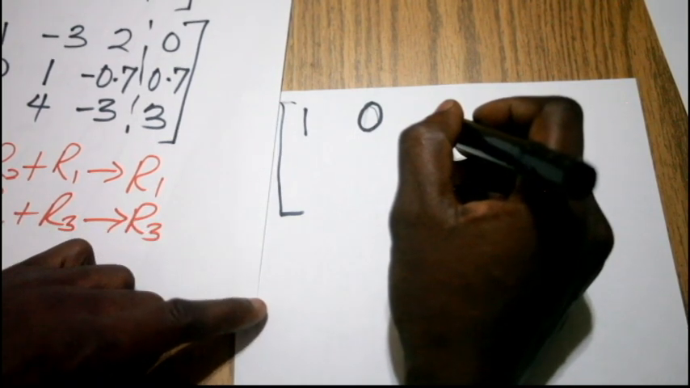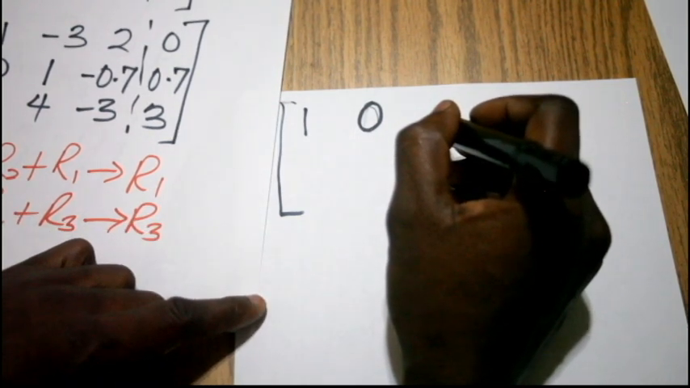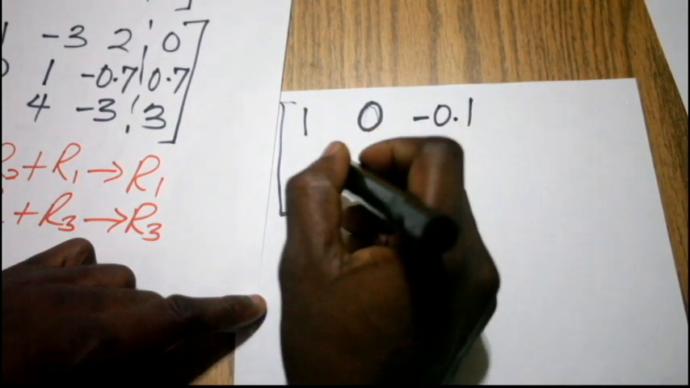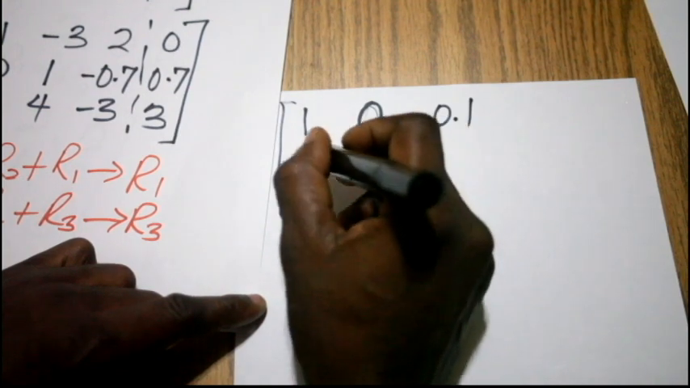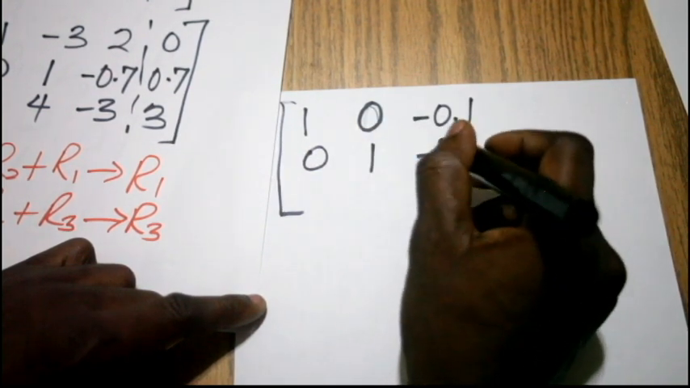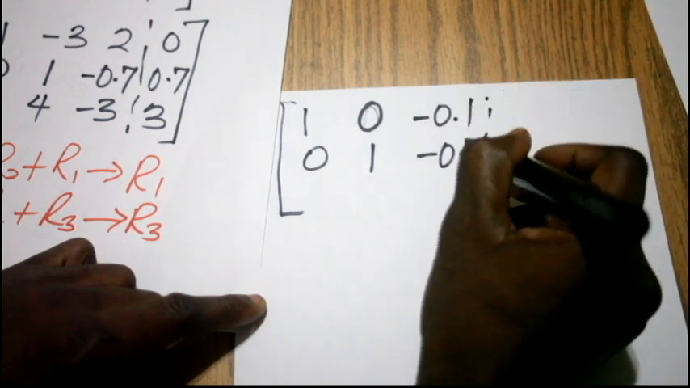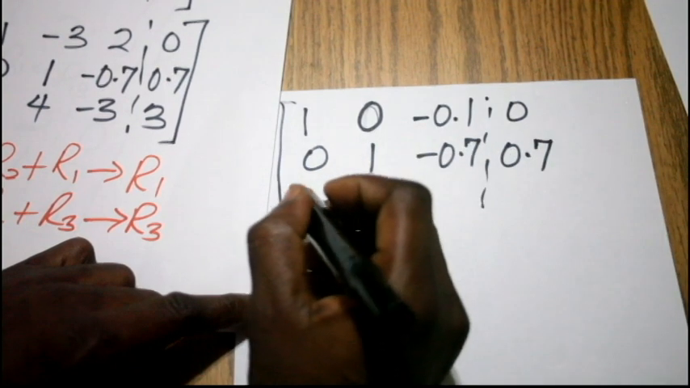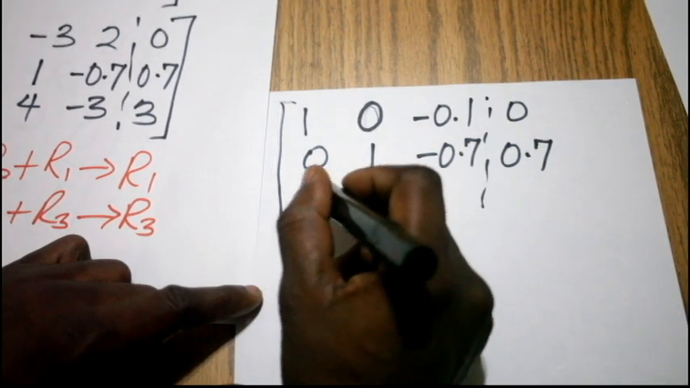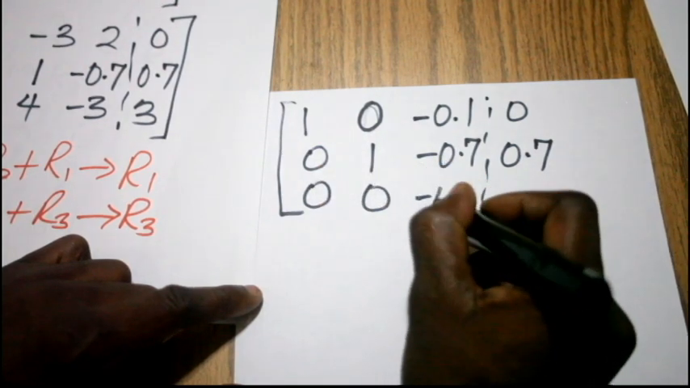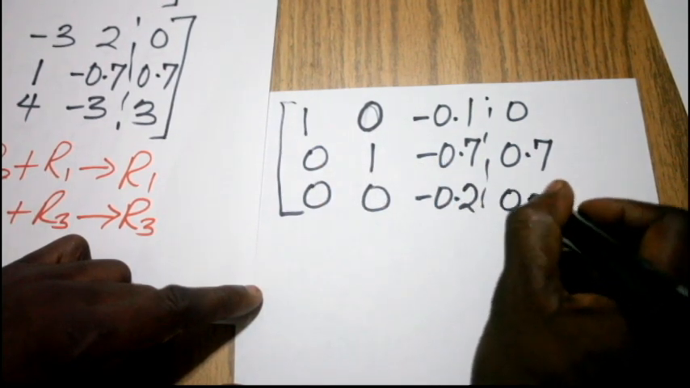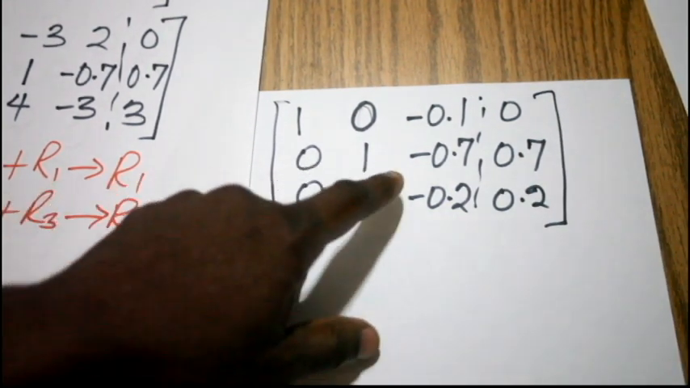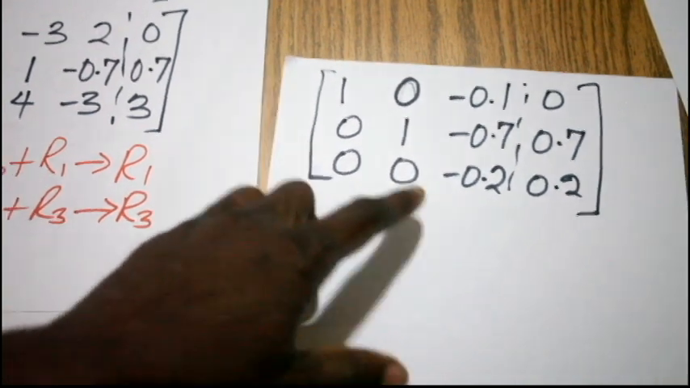Yes, minus 3, I have a 0 there. Then 3R2, this is going to give me a negative 0.1. I have this 0, 1, negative 0.7. Then I have my dotted line, that is 0, 0.7. Then for my new row here, I have 0, 0, negative 0.2, and 0.2. So gradually I'm getting towards the end of my equation.